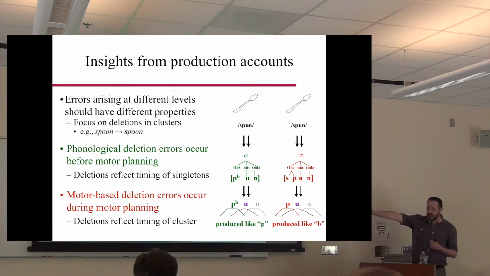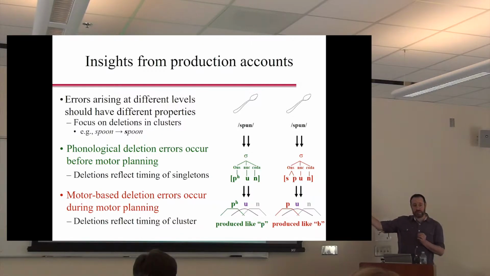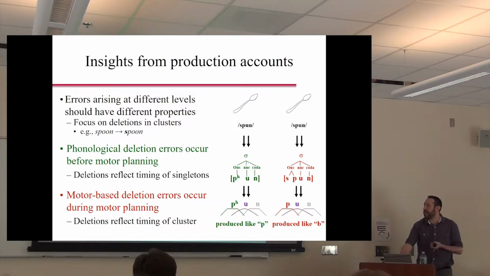In the case of the phonological errors, because the motor plan is based upon the syllable with just one consonant in it, we get the timing of the singleton. In the case of the motor errors, because the motor plan is based on the timing that has a cluster in the onset, we get the timing that sounds like a cluster, and so we would get the B sound. That's the general idea here.